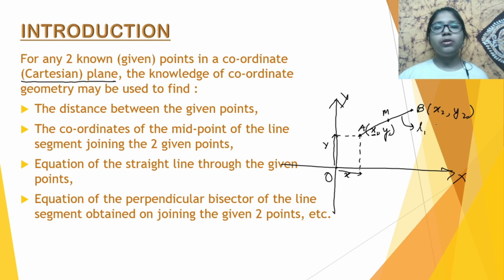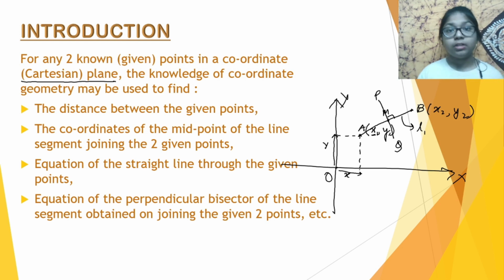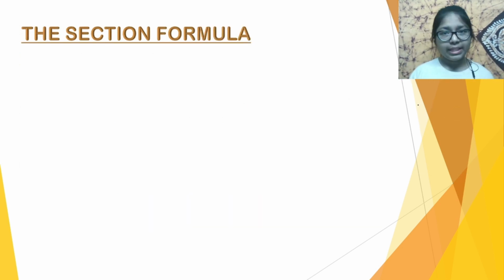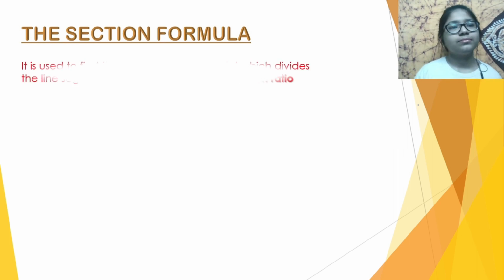The equation of the perpendicular bisector of the line segment obtained on joining two given points. This is the line AB and the perpendicular bisector should pass through the midpoint. So this is the perpendicular bisector, let's say PQ. So we can also find the equation of the perpendicular bisector using section formula. So it's very useful in coordinate geometry. So we learned the use of section formula. What is section formula? Let's learn it now.